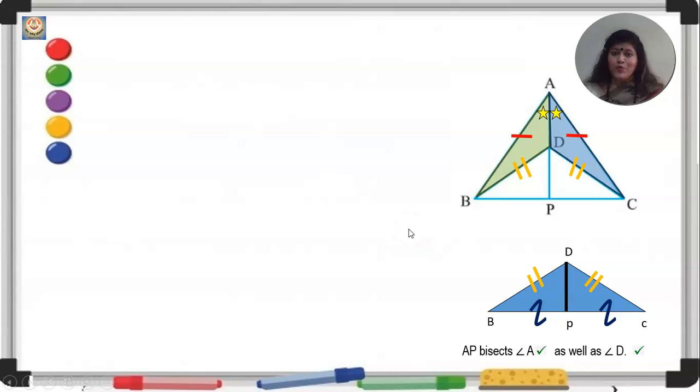Students, if you look at the proof, they have not asked you to prove DPB congruent to DPC, but it is for you to understand that these two triangles have to be proved first. Only then will you be able to prove AP bisects angle D. Okay, so let us start with the proof.